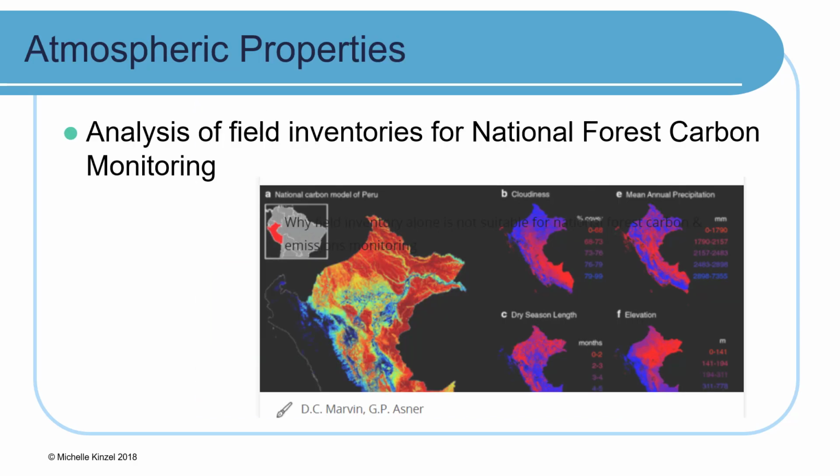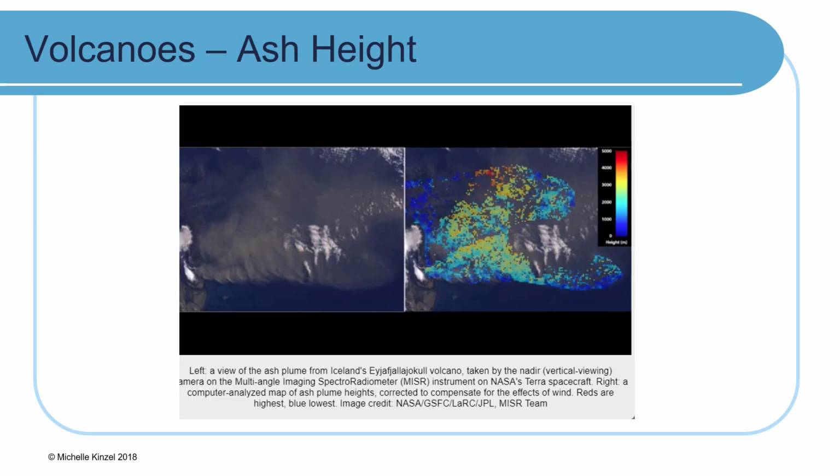Here's an analysis of field inventories for a National Forest Carbon Monitoring Project. So looking at the processing of CO2 on our planet, it's important to look at the carbon that is stored in vegetation and how that is going to vary with things like deforestation and urban expansion. So here's an example of using remote sensing to look at volcanoes. It's very effective for measuring ash height, and this is an ash plume from an Icelandic volcano.